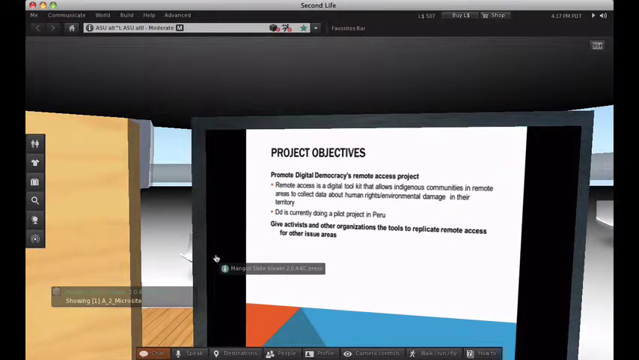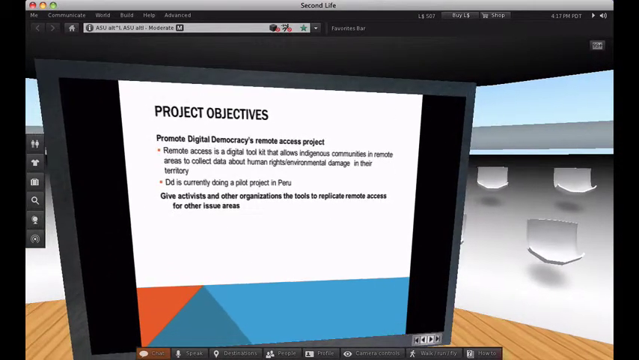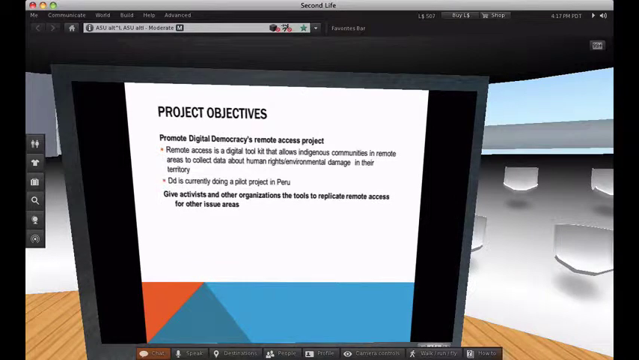I think everybody knows based on working on the projects, but remote access is a digital toolkit that allows indigenous communities to collect data about human rights or environmental violations that may be occurring in their territory. And DD is currently doing a pilot project in Peru. As such, what Digital Democracy really wants to do with remote access is ultimately to give activists and other organizations the tools to replicate remote access for other issue areas.